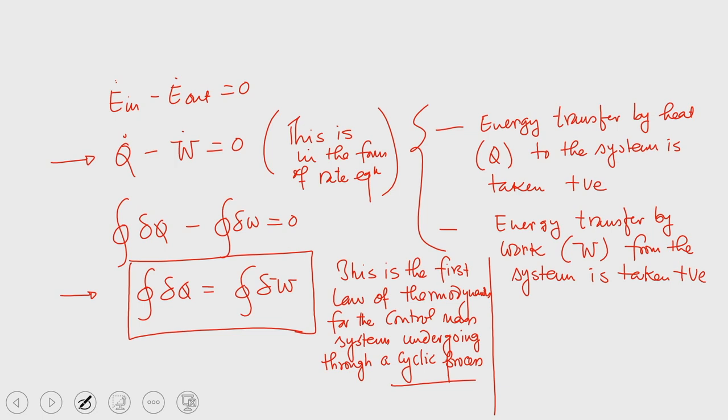If the process is not cyclic, then what will be the form of the first law, even if we apply it for the control mass system? This is very important: we can write the first law even for the control mass system if the process is not cyclic. It is quite obvious that all processes will not be cyclic. So, if we need to write a similar expression for general processes, what would be the form?